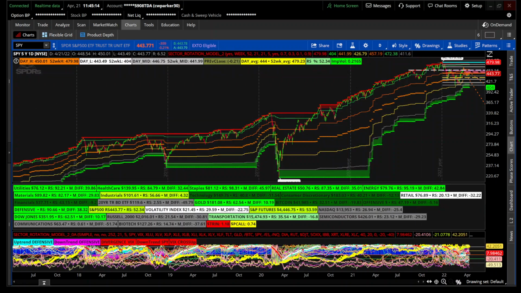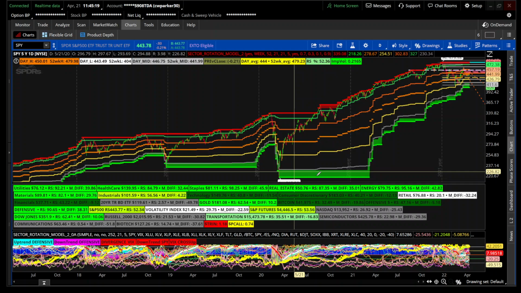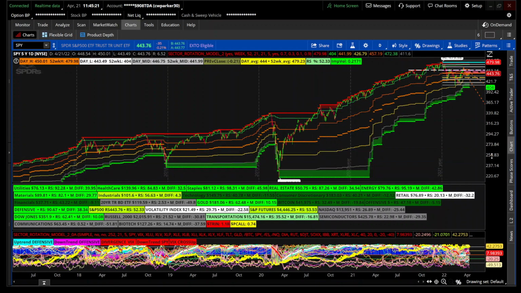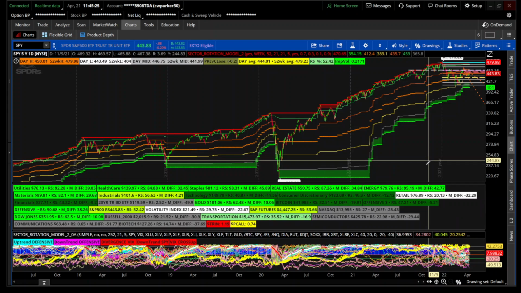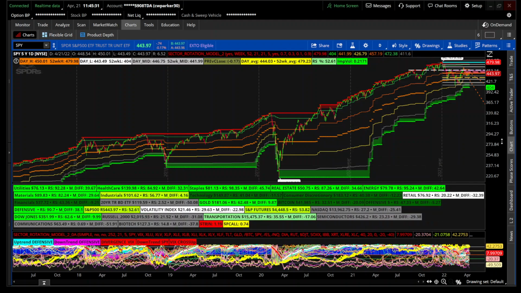If you look down here in the labels, you can see where it has the utilities, the healthcare, the staples, and the real estate. Those are all the defensive sectors. And then you got energy by itself. Then you go to materials, industrials, technology, consumer discretionary, retail, and finance. And those are the offensive sectors.